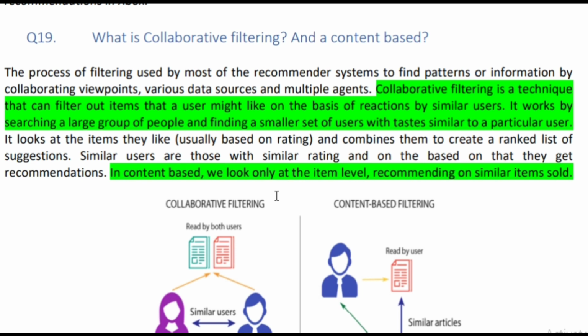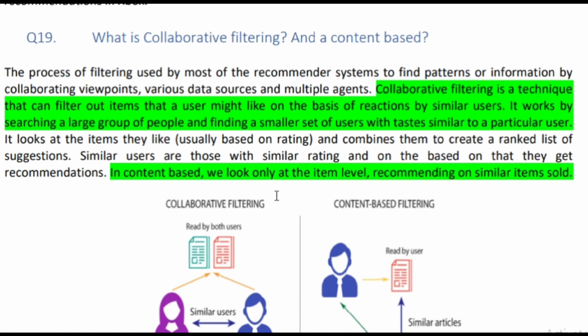Question number 19. What is collaborative filtering and content based? This is the process of filtering used by most recommender systems to find patterns or information by collaborating viewpoints, various data sources, and multiple agents. Collaborative filtering is a technique that can filter out items that a user might like on the basis of reactions by similar users. It works by searching a large group of people and finding a smaller set of users with tastes similar to a particular user. It looks at the items they like, usually based on rating, and combines them to create a ranked list of suggestions. Similar users are those with similar ratings, and based on that they get recommendations.